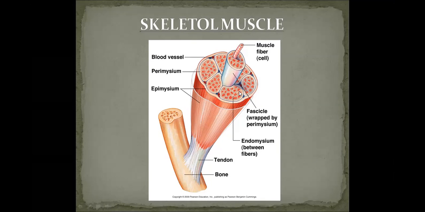Several fascicles are again covered with another connective tissue called epimysium. So like this, each muscle fiber is surrounded by endomysium, a bundle of muscle fibers is surrounded by perimysium, and several fascicles, or several bundles of muscle fibers, are covered by epimysium.